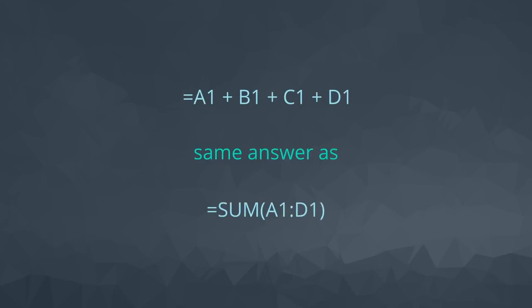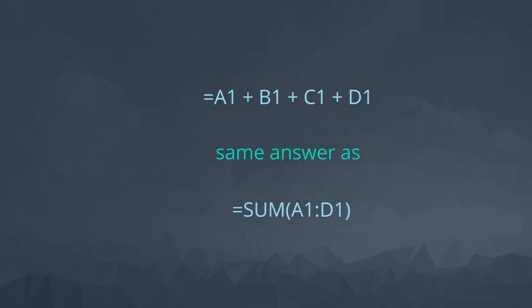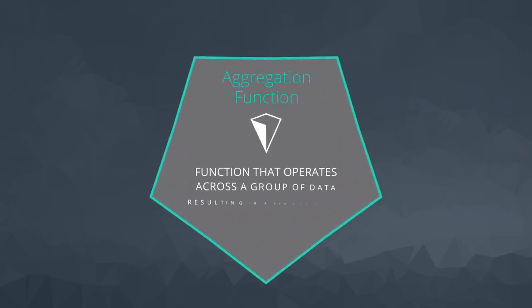Recall that in an earlier lesson, you learned two ways to add numbers, with the plus sign and with the sum function. When you use the plus sign, you have to reference each cell individually, but with sum, a whole range can be referenced. Sum is an aggregation function. That's how aggregation functions work. They operate over a whole group of data at once and result in a single value.